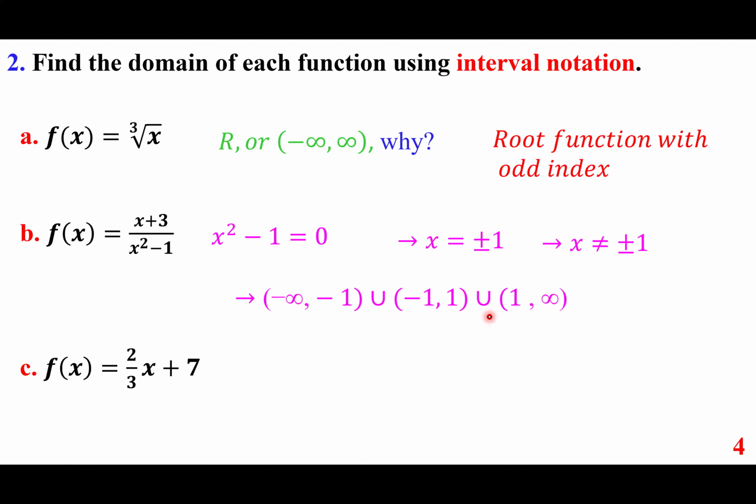F of x is 2/3 x plus 7. The domain is all real numbers. Why is that? It's a linear function. It's a polynomial of degree 1.